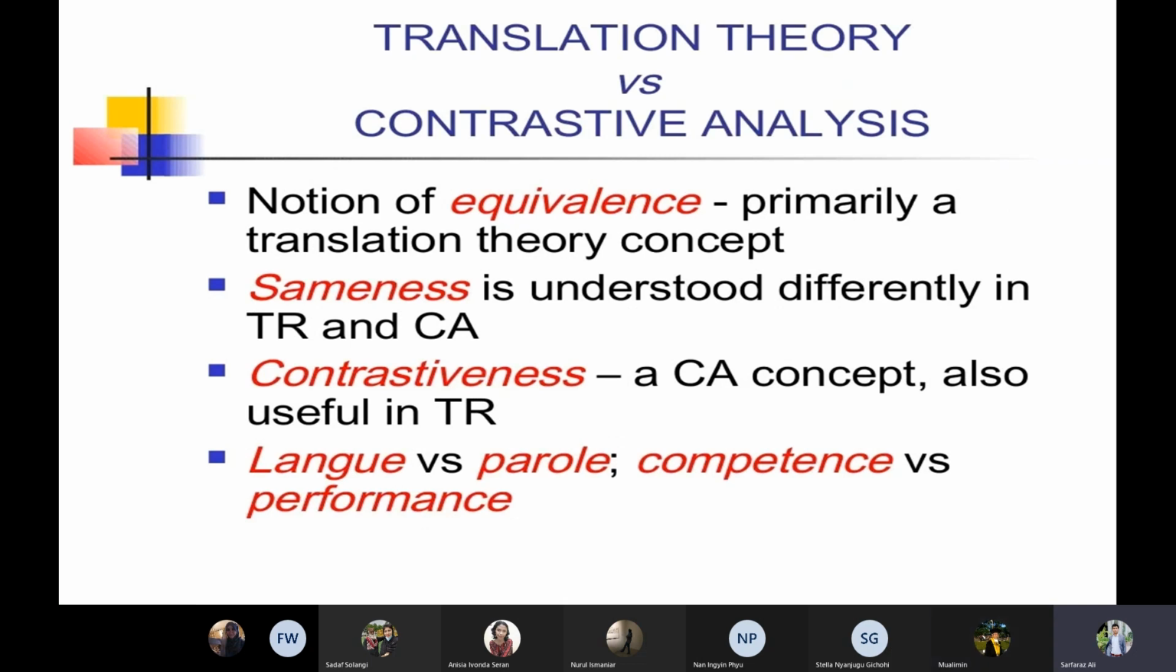Now let's compare translation theory to contrastive analysis. The notion of equivalence in translation theory is primarily a translation concept. But when we come to sameness, it is understood differently in translation theory and contrastive analysis. So contrastive analysis as a concept is also useful in translation theory. Both are interdependent, like Langue and Parole, competence and performance, which are dependent on each other.